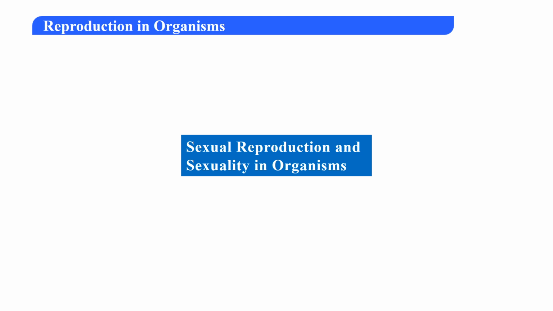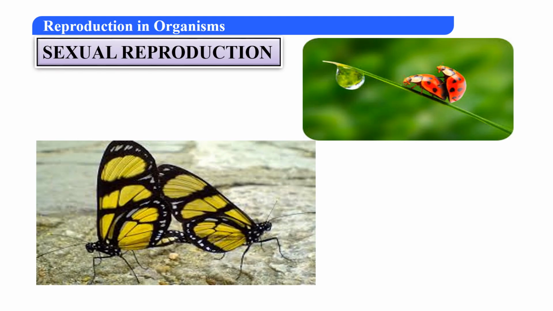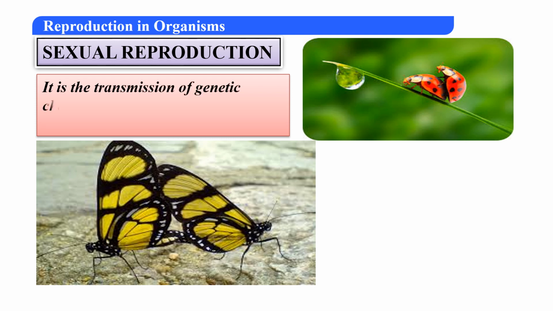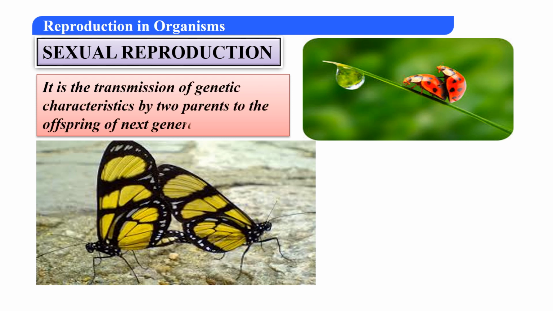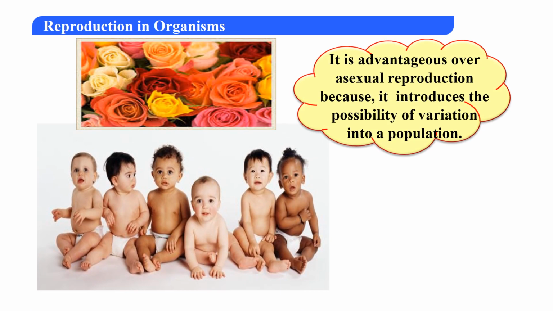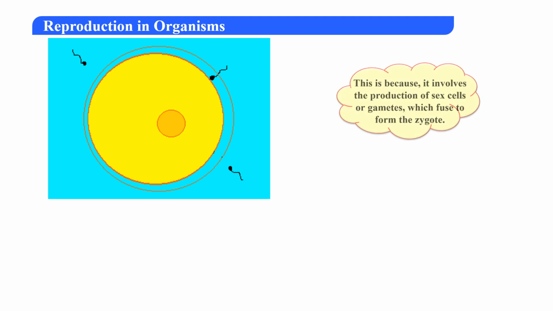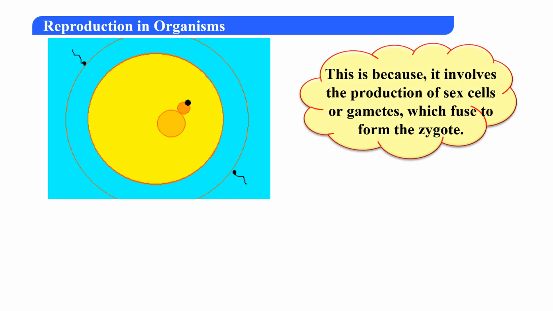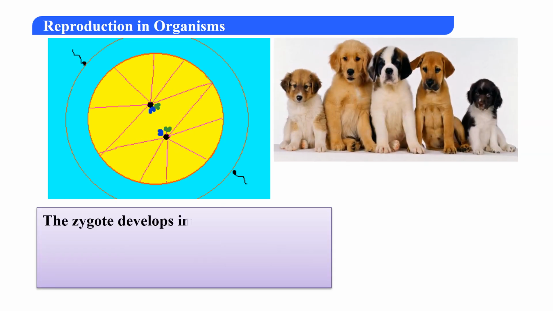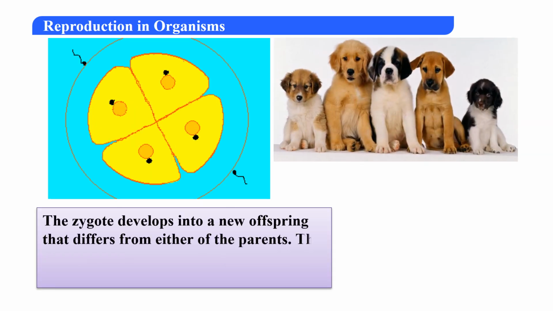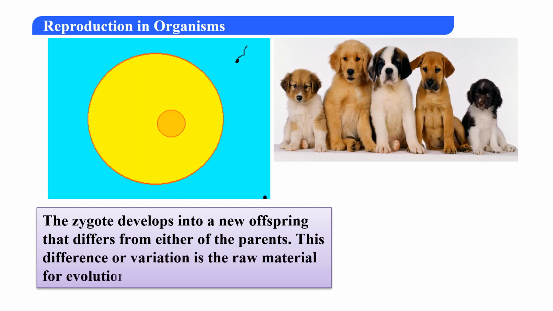Sexual reproduction and sexuality in organisms. Sexual reproduction is the transmission of genetic characteristics by two parents to the offspring of the next generation. It is advantageous over asexual reproduction because it introduces the possibility of variation into the new population. This is because it involves the production of sex cells or gametes which fuse to form the zygote. The zygote develops into a new offspring that differs from either of the parents. This difference or variation is the raw material for evolution.